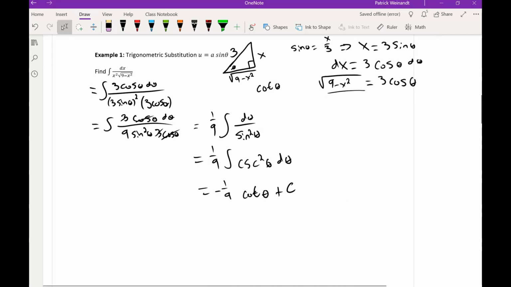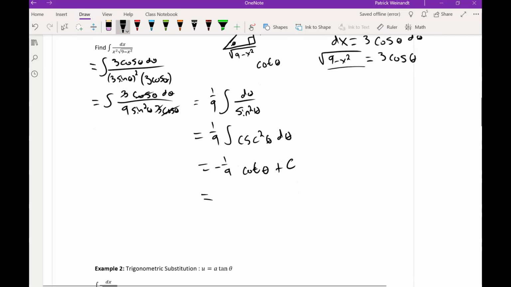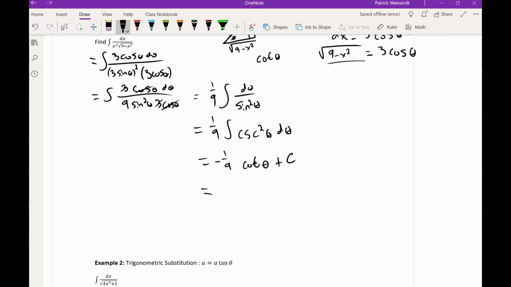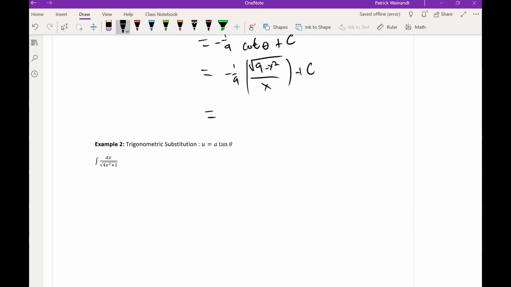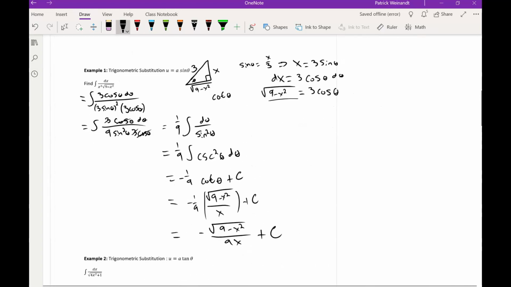So go back up to that triangle, plug in that identity. This is going to be, well, negative 1/9 times, we know that cotangent of theta, using that right triangle above, is going to be the square root of 9 minus x squared over x. Put that in parentheses plus c, and maybe just simplify a little bit. This is the same as negative square root of 9 minus x squared over 9x plus c. And that's all that takes. It's actually not too bad. It's kind of a little pre-calcy, I guess, if you want to think of it like that. We're using some right triangles, just applying some trigonometry.